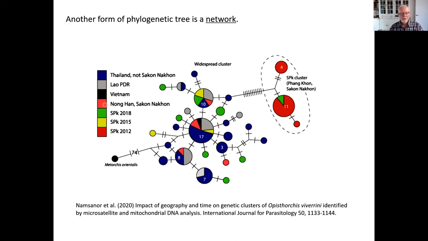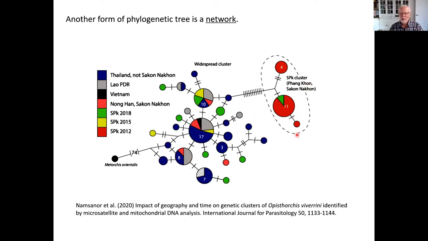The red color gives the locality from which that came. The colors are a little bit distorted on this slide, but most of those 11 haplotypes came from Sakhon Nakhon province, one locality, which I'll call Nong Han. One haplotype came from the same place, but in 2018. These other ones came earlier, I think 2011. So this cluster, these 11 haplotypes, all the same sequence, differ from this one haplotype here by a single base change, represented by that mark on the line.